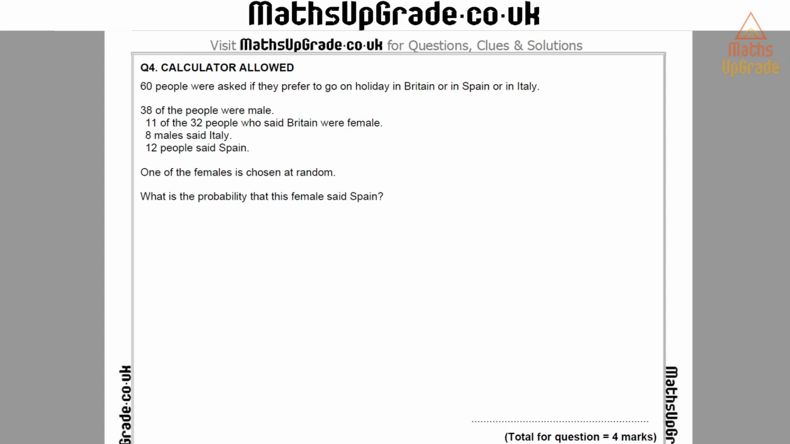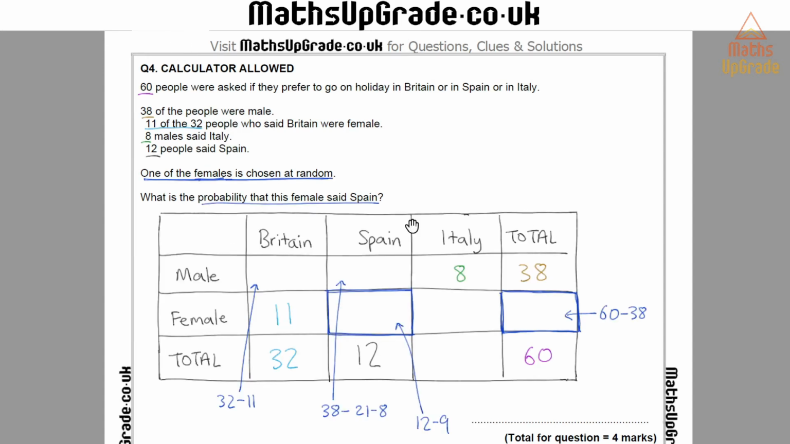The remaining questions in the booklet are calculated questions. In this question here, we can see that there's Britain, Spain or Italy as 3 choices in the survey, and we're also told there's males or females. So your table would look something like this. Alternatively, you can flip it around so it's the other way around. So now we can start filling in the information.